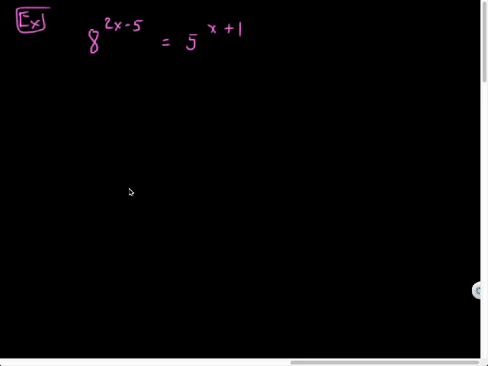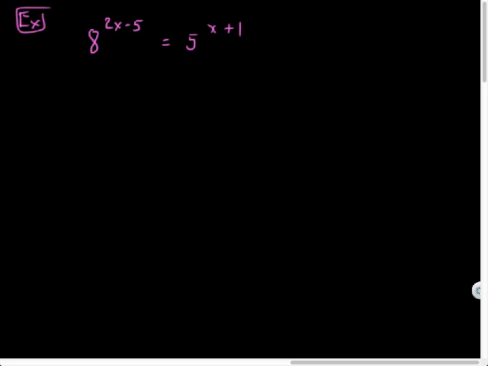Here, how about a crazy problem like this? 8 to the 2x minus 5 equals 5 to the x plus 1. So Joey, you might remember that we had solved problems such as this when we could rewrite 8 and 5 as the same power. However, we don't have that ability in this case.